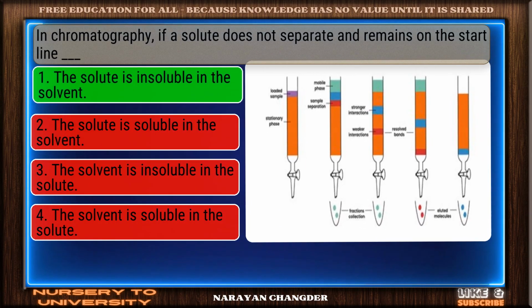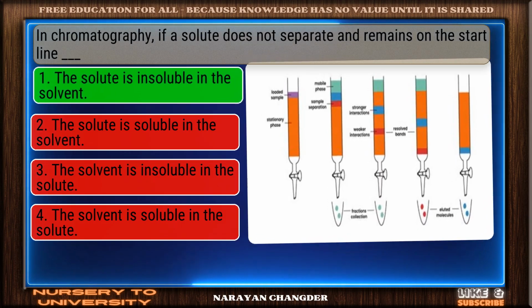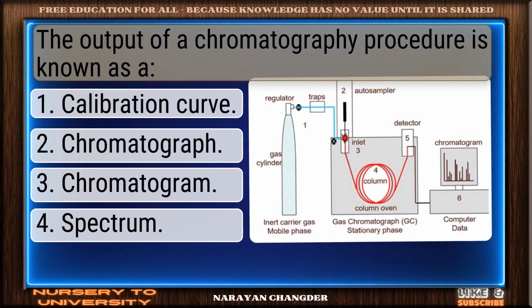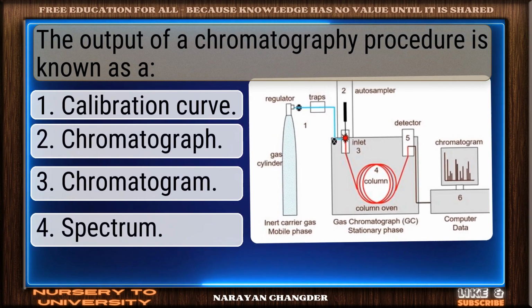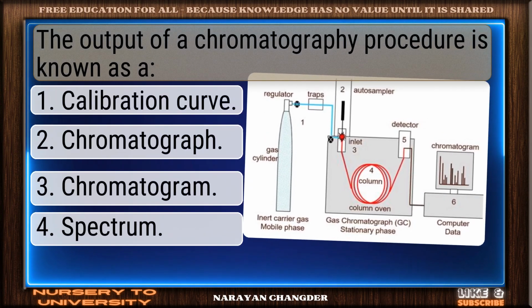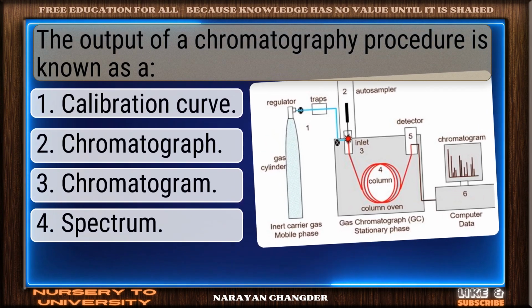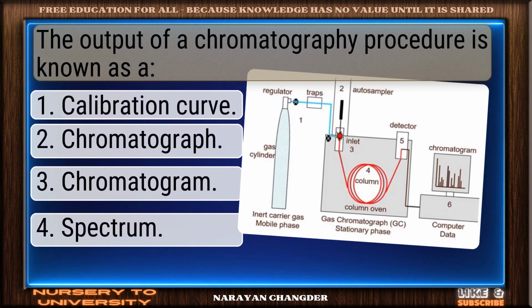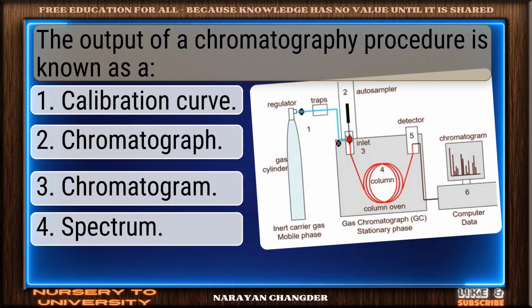The solute is insoluble in the solvent. Great work. The output of a chromatography procedure is known as a: Option 1, calibration curve. Option 2, chromatograph. Option 3, chromatogram. Option 4, spectrum.